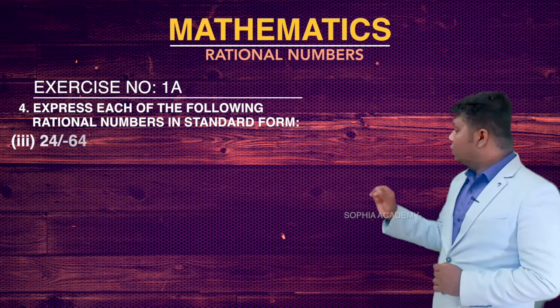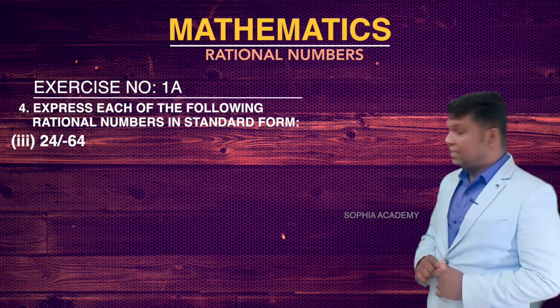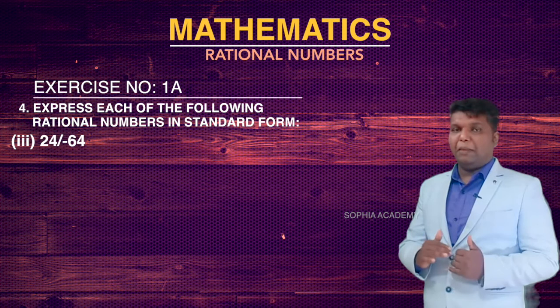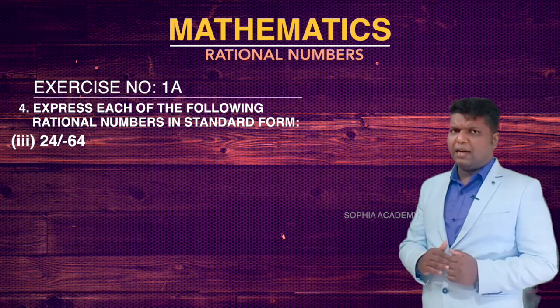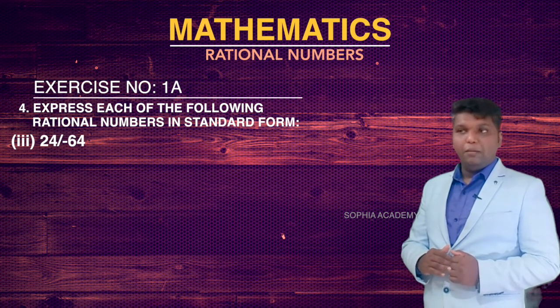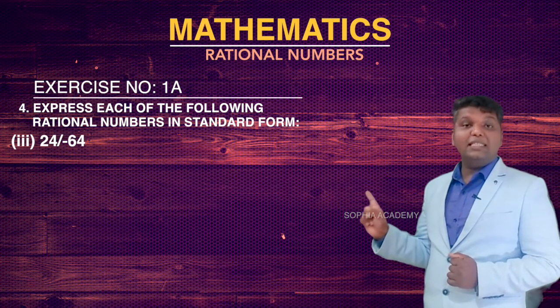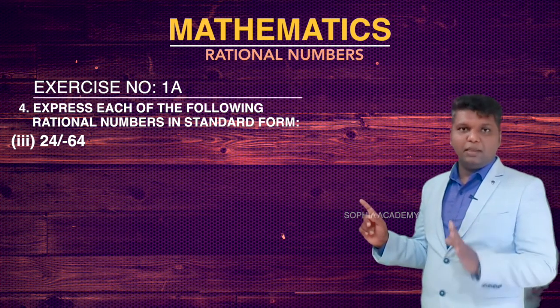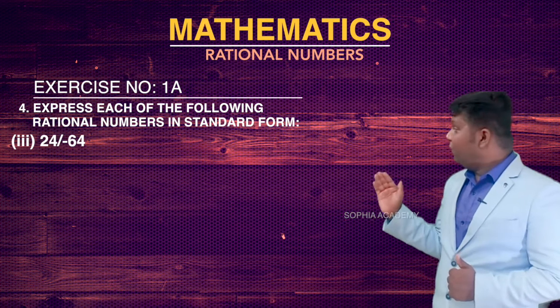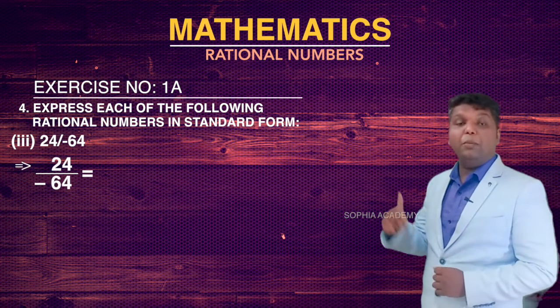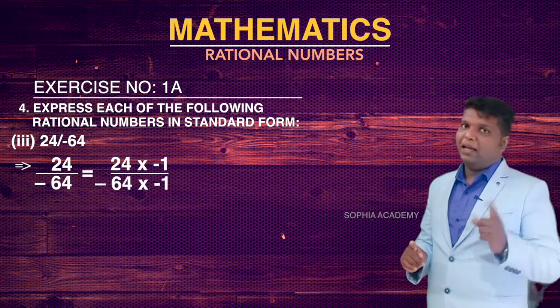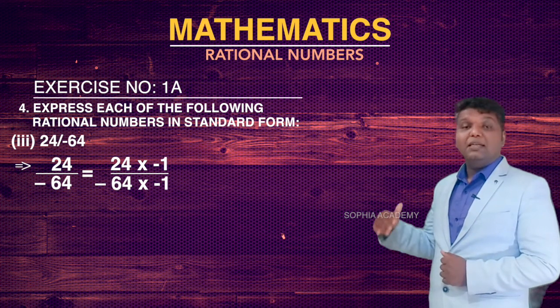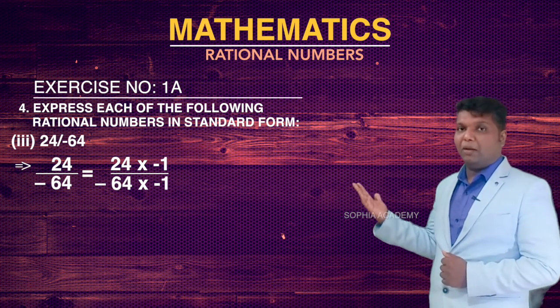Let us take 24 divided by minus 64. Is it in the standard form? No. Why? Because you can see the denominator is negative. So that is not in the set. Let us make it positive. If you want to make this denominator positive, you have to multiply the numerator and denominator by minus 1, so that the denominator will become positive and the numerator will become negative.